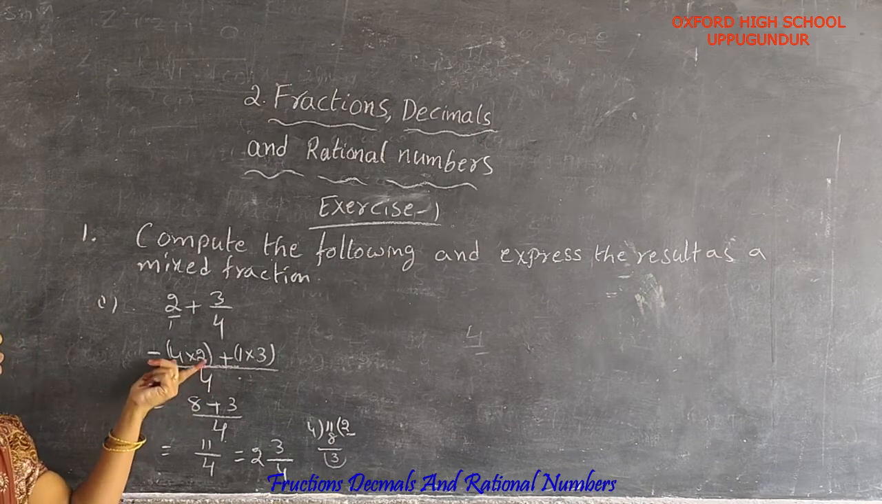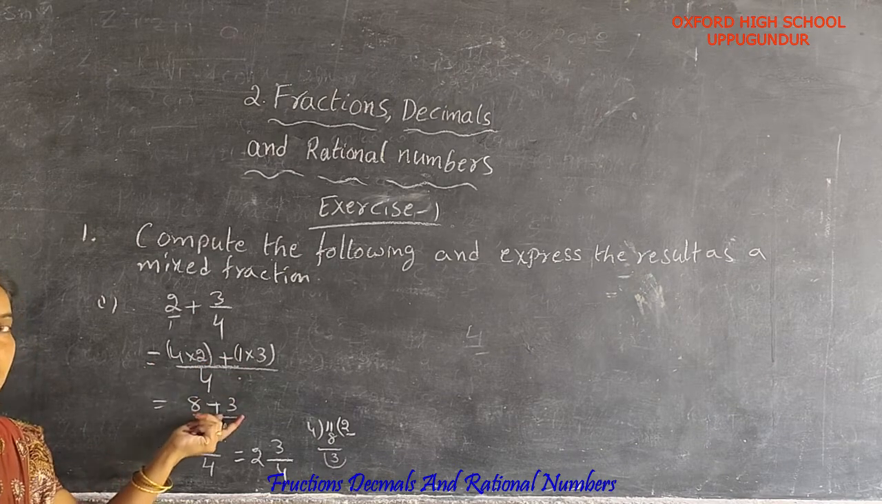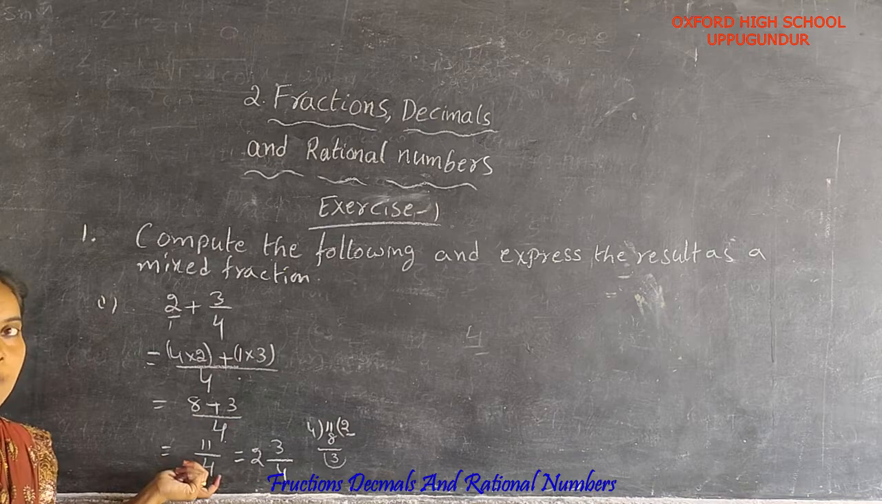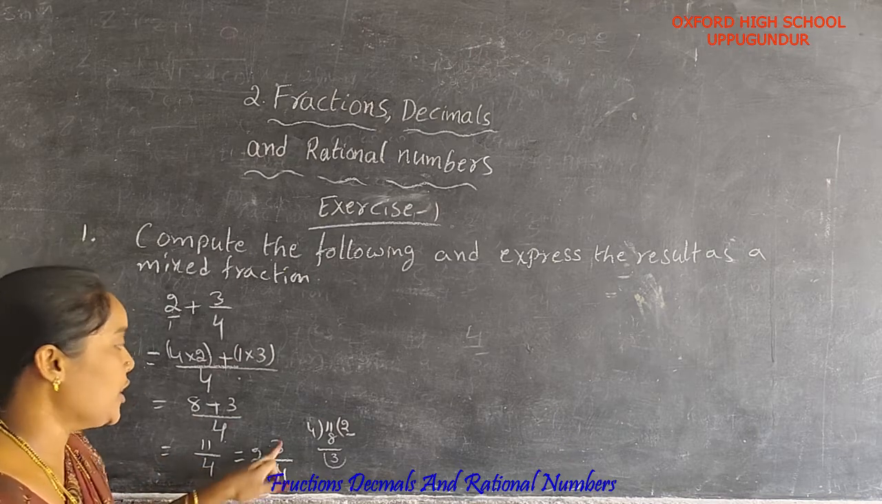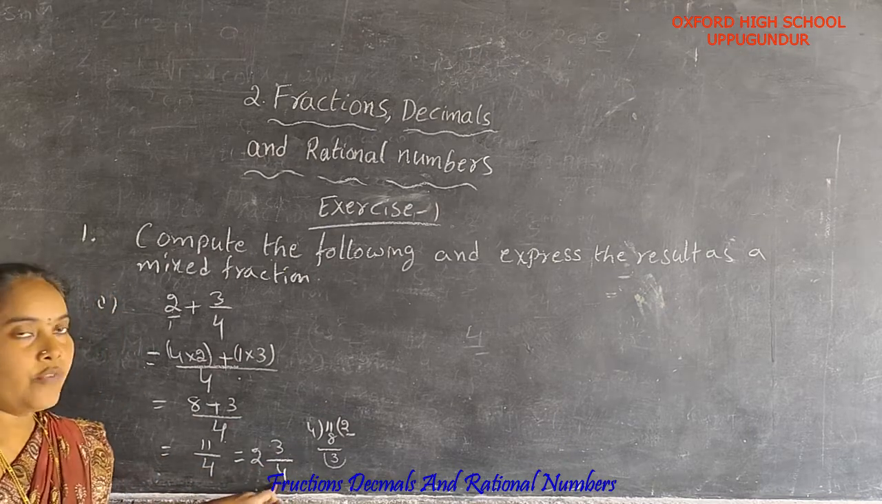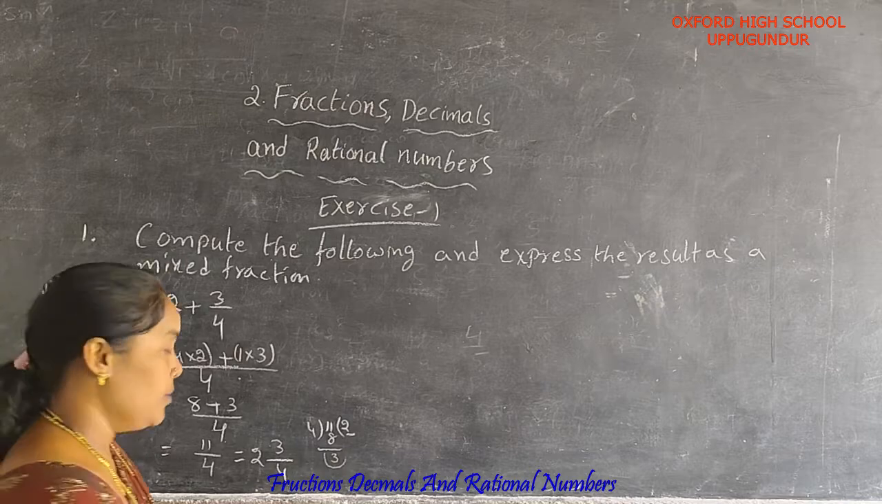LCM 4. 4 2s are 8 plus 1 3s are 3. 8 plus 3 is 11. 11 by 4 equals 2 3 by 4. This is the first one's answer. Next, the second one.